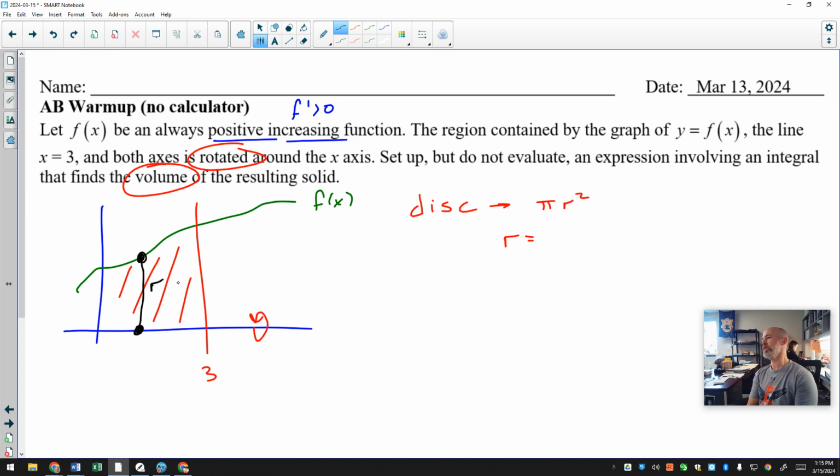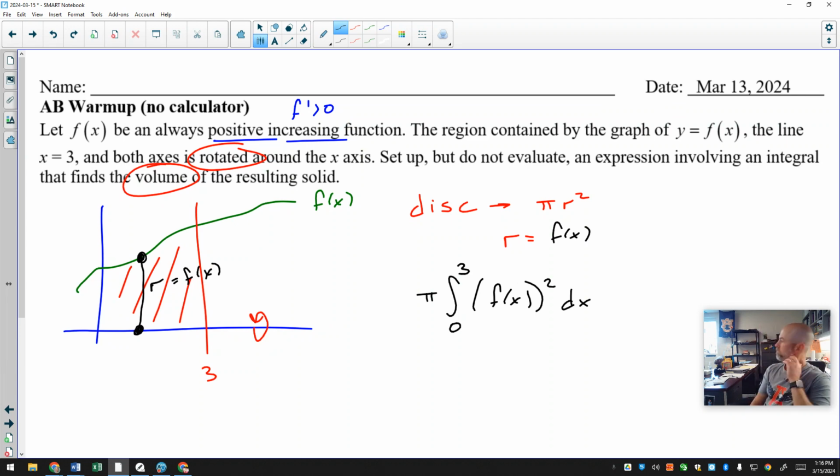There's the radius, and that radius is determined by that function f of x. So we'll set up the antiderivative as pi times the integral of f of x squared. You don't need the extra parentheses, but it looks better that way to me. dx, and then the limits of integration are 0 and 3. And that's it. Are we good?